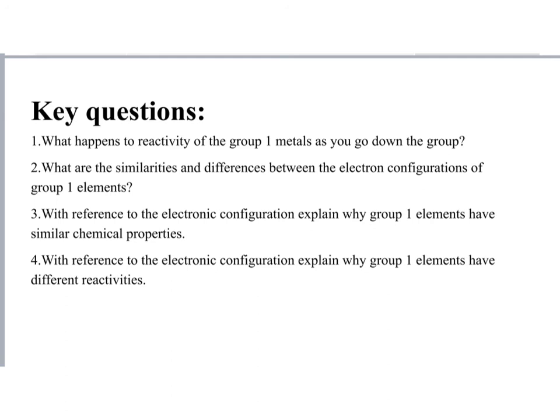Then you need to explain why they would have similar properties, using the idea of the electronic configuration. Well, what is the similarity in their electronic configuration that would mean that there are similarities in their chemical properties? And then thinking about their electronic configuration, why they would have different reactivities. What's different about the different elements? How are their electrons different? And that will tell you why their reactivities are also different.